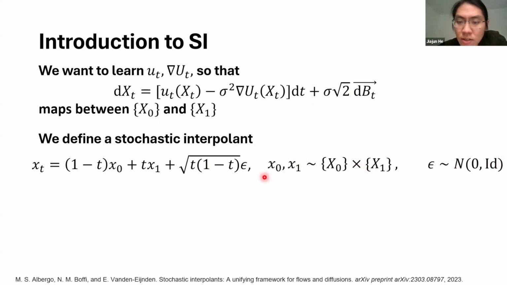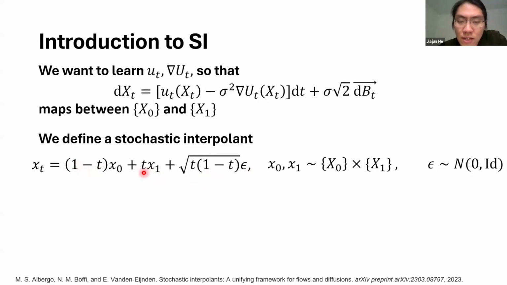And here I just write that you draw a sample from the product space, but actually you can also define a plan, like an OT plan or something else, to make things easier. But it works for general pairs. And here, after you get x0, x1, and the Gaussian noise, you can define this stochastic interpolant in this way. Actually, I write here just a specific realization.